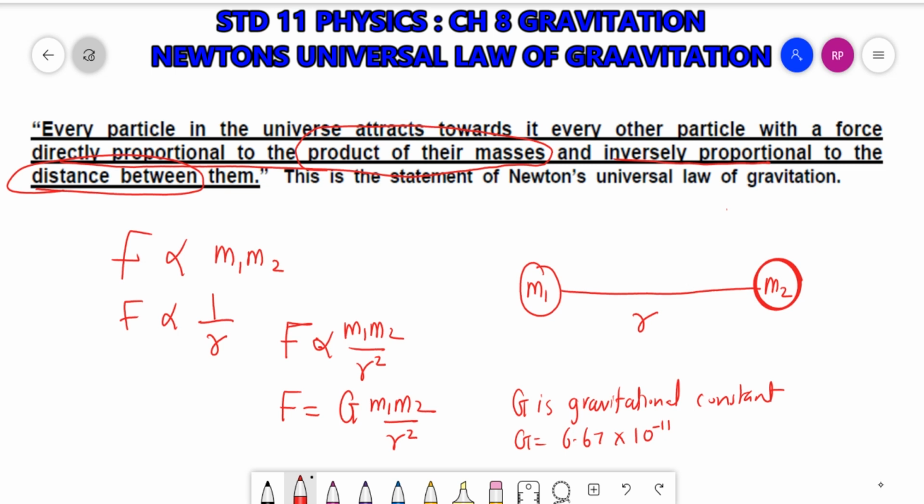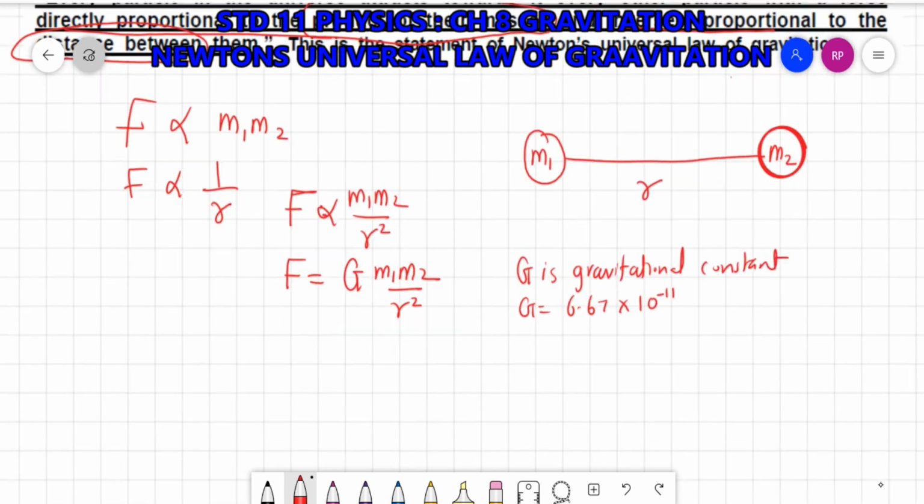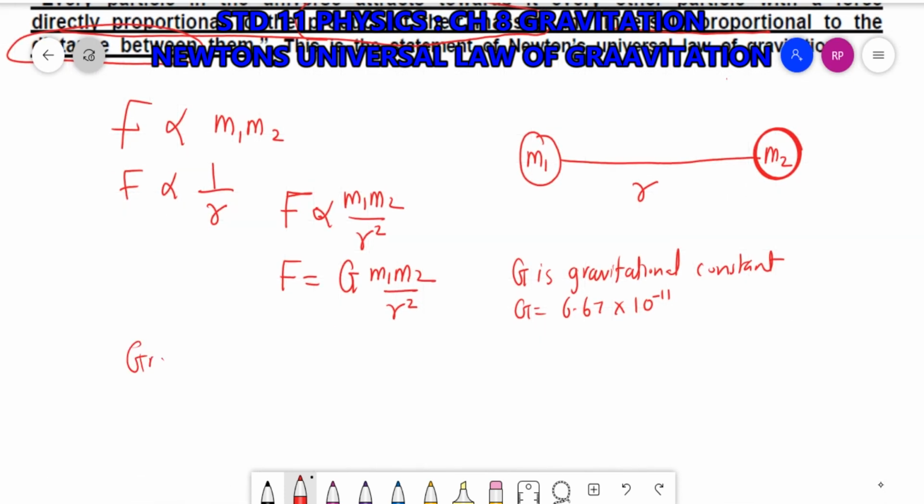Gravitational force is a long range force. It doesn't matter however far apart they are, gravitational force will act. It's just that when the distance is very, very large, the value of gravitational force will be very, very small, so it will be negligible.